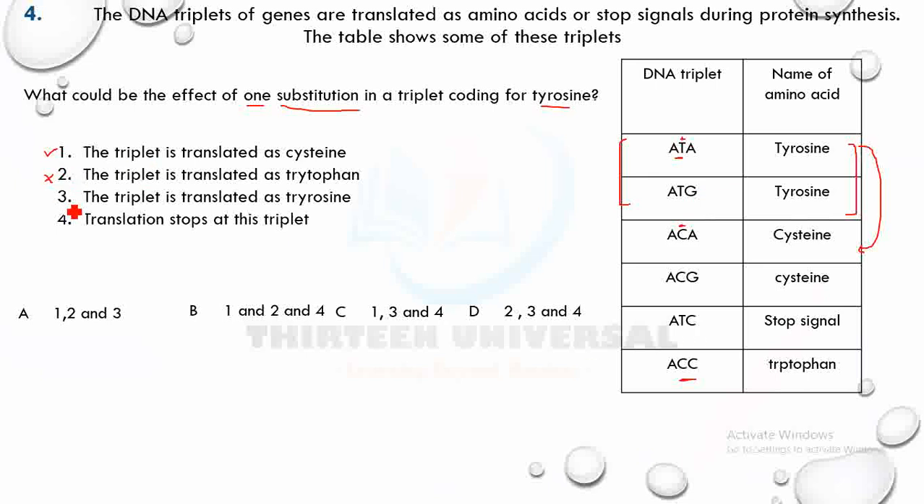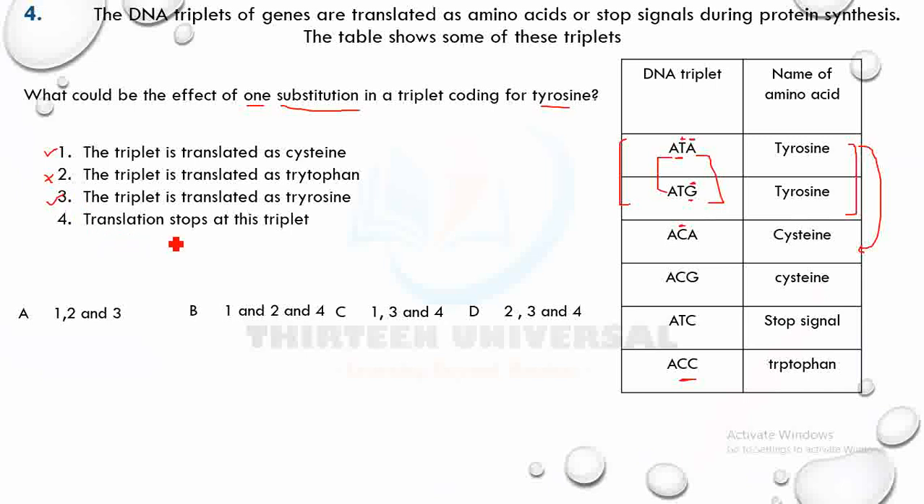So let's look at number 3. It says the triplet is translated as tyrosine. It can change from tyrosine to tyrosine. Yes, if I remove A and substitute it with G, I have formed tyrosine. The same way, if I remove G and substitute with A, I can go from here to here, or from here to here. So statement 3 is actually correct.